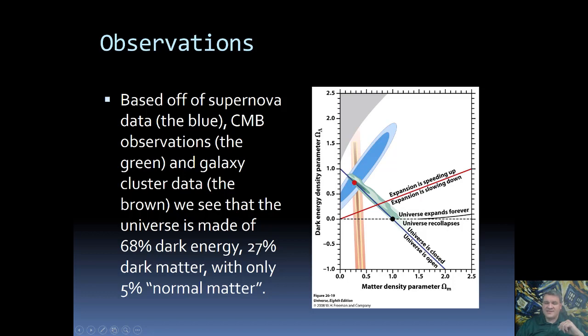That red dot tells us that the universe is made of 68% dark energy, 27% dark matter, and only about 5% what we call normal matter. This is the stuff that makes up us and the Earth and things like the sun. Okay, this is the normal matter. Now, what this means is we don't know what 95% of the universe is actually made of. We only understand 5%. Now that seems terrible, but it's actually awesome, because it means that astronomers still have jobs, because there's still 95% of the universe that we have to figure out.